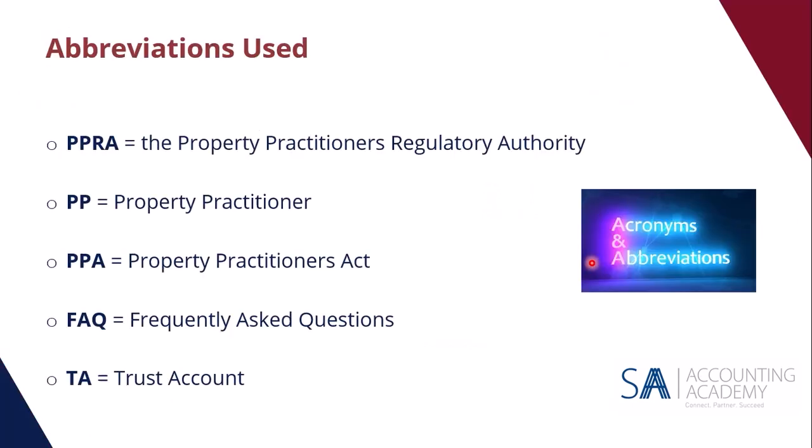So there are some of the abbreviations that I've used. I've already told you what the PPRA is. A PP is a property practitioner. PPA, Property Practitioners Act. FAQ is frequently asked questions. And where you see me using TA, that's just the word for trust account. All right.